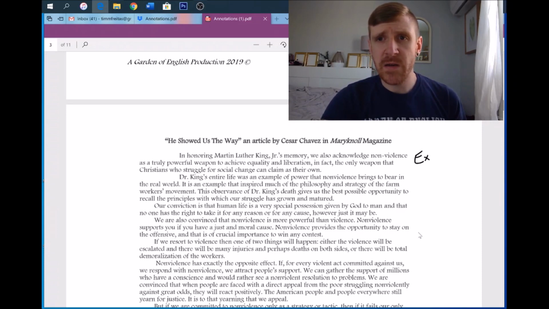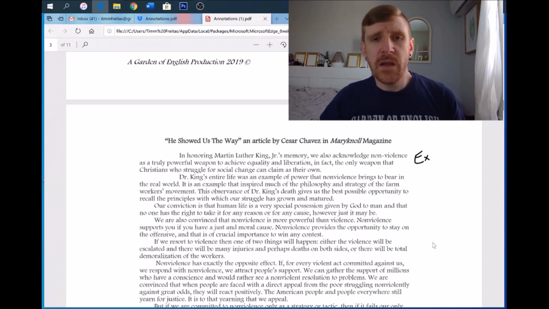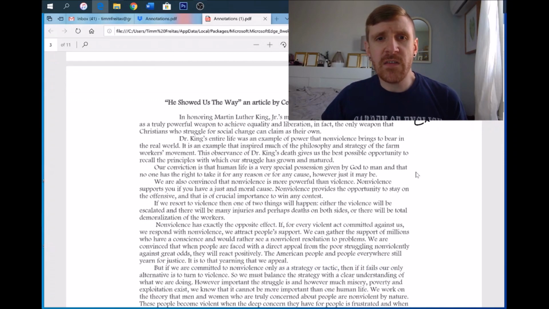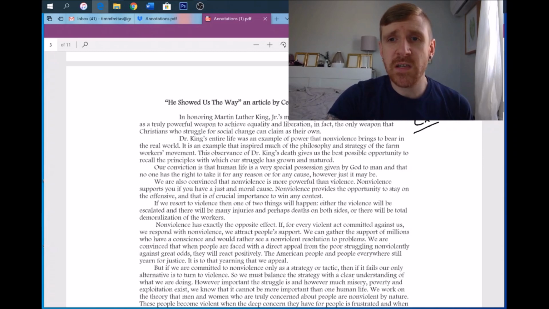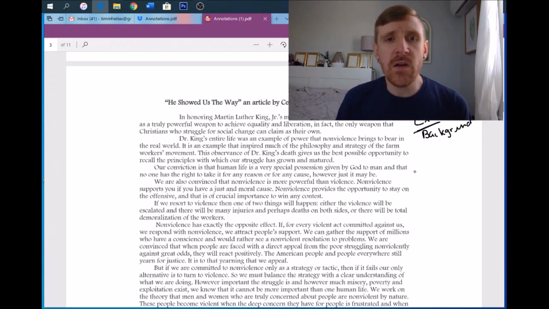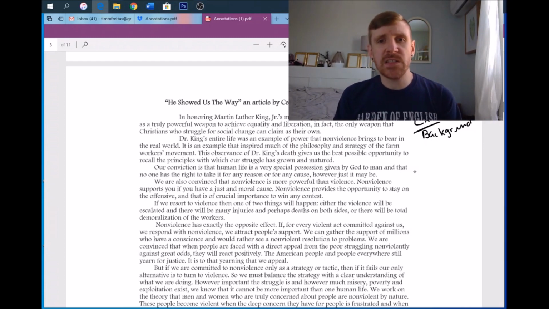Let me exit out of my notes here. Okay. If we start to scroll down, it says, "Dr. King's entire life was an example of the power that nonviolence brings to bear in the real world." This is a great little moment here because all I have to do is say, okay, his entire life was that. So we're giving some background here: hey, this guy existed, and it's a good thing. And you're going to notice it says, "an example that inspired much of the philosophy and strategy of the farm workers movement."